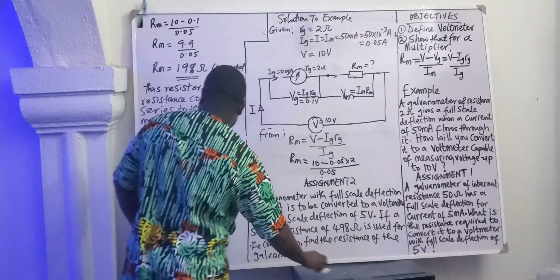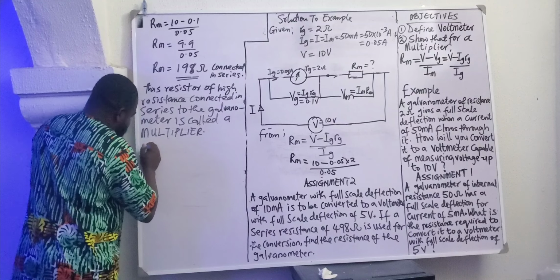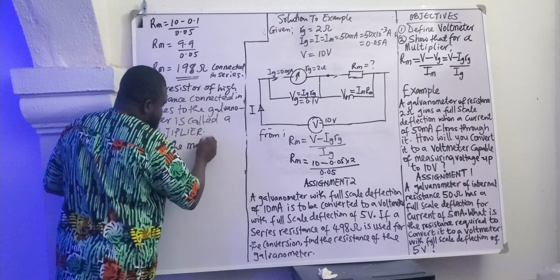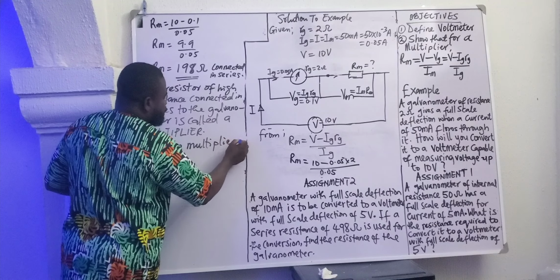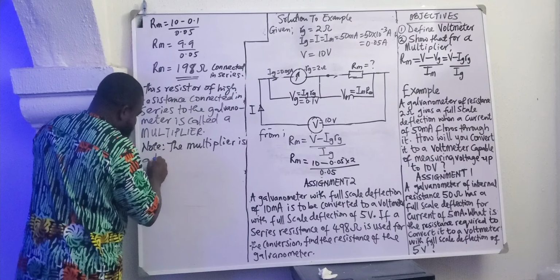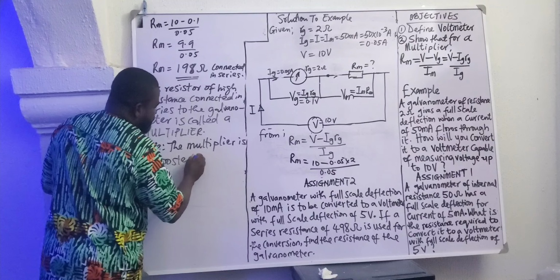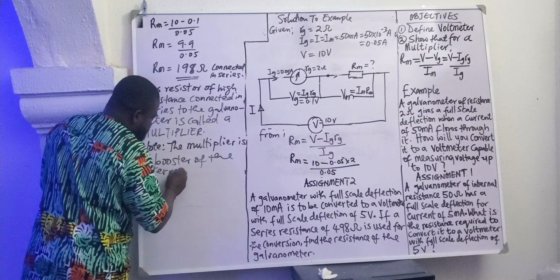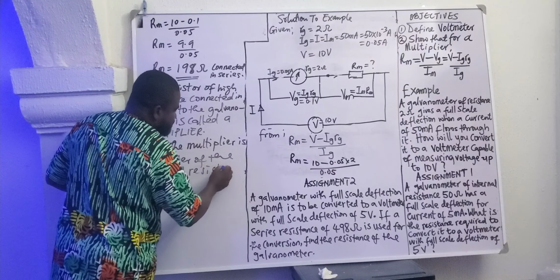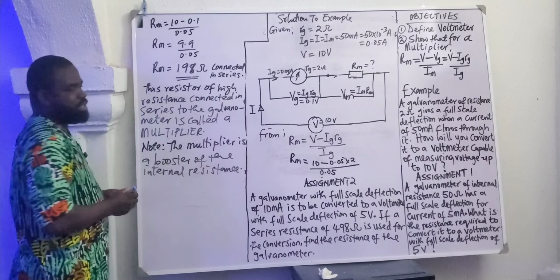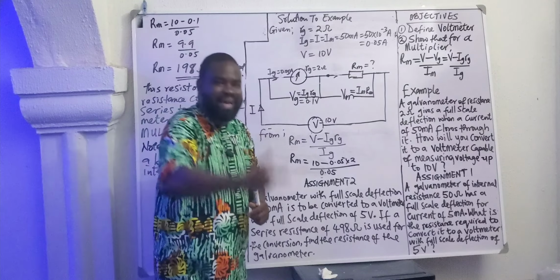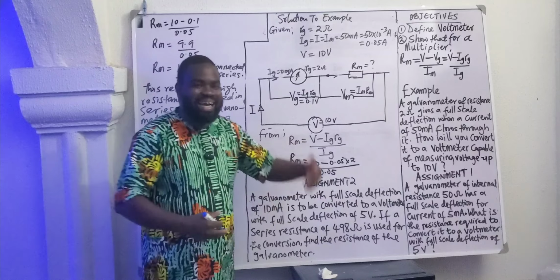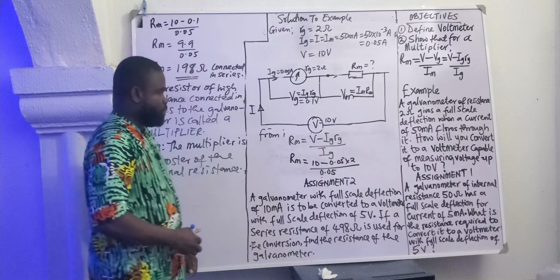So this multiplier is a booster of the internal resistance of the circuit. So I want you to take note. Note that the multiplier is a booster of the internal resistance of the circuit. So it multiplies the internal resistance to bring it up to capacity to withstand higher values of voltage. Good and fine.